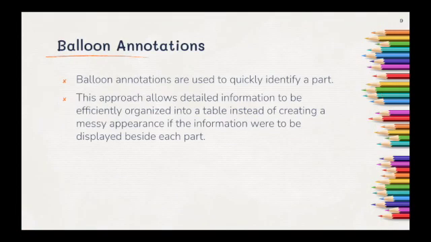So balloon annotations are used to quickly identify a part. This approach allows detailed information to be efficiently organized in a table instead of creating a messy appearance if the information were to be displayed next to each part.